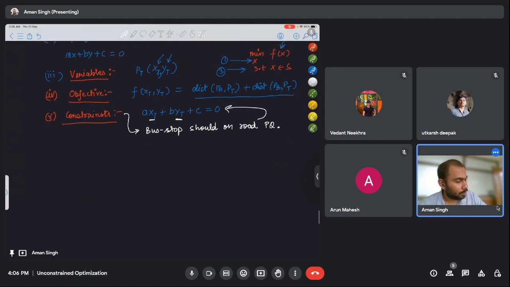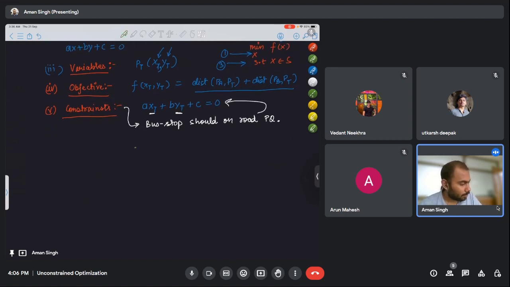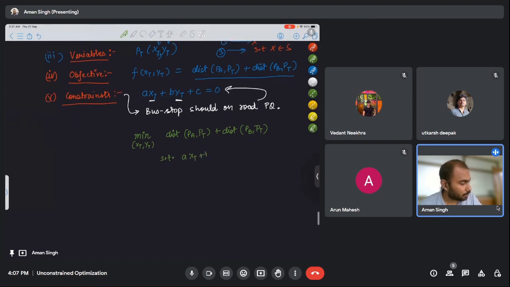So let's write the mathematical program of this. Minimize over XT comma YT of distance PA comma PT plus distance of PB comma PT, such that AXT plus BYT plus C equal to 0. This is our mathematical program. Beyond this, we'll see what algorithms to use to solve this program. But for today, this is how we write the mathematical program.